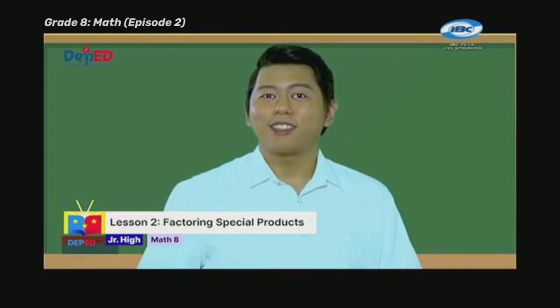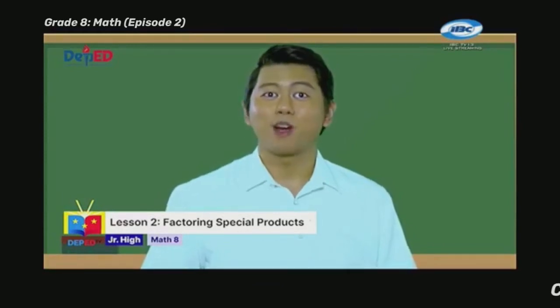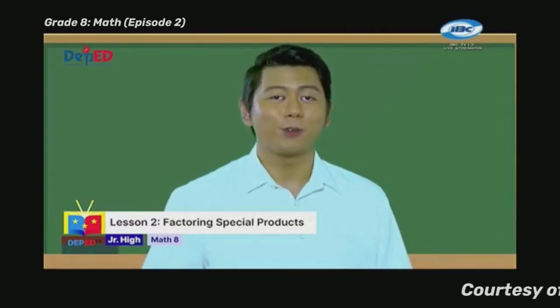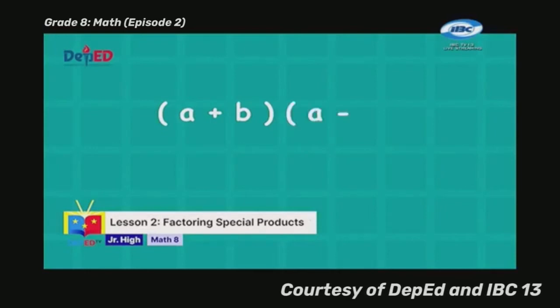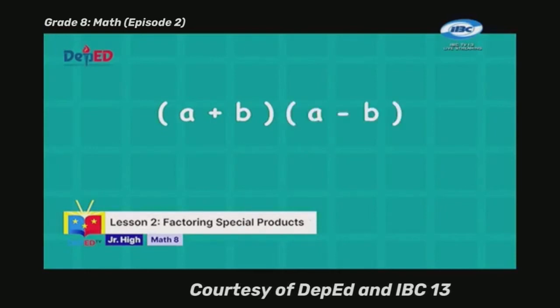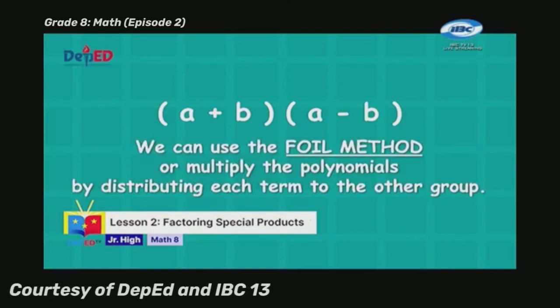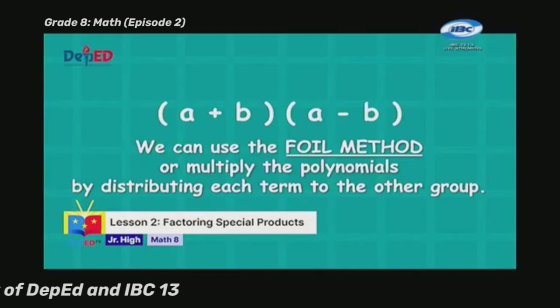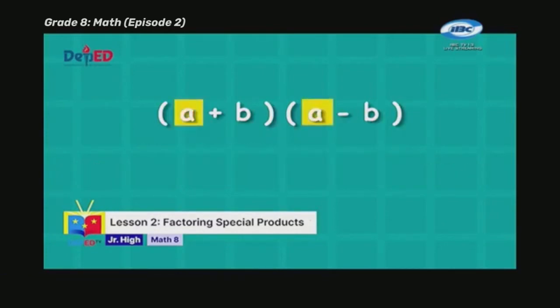Before proceeding with factoring, let us recall how to multiply polynomials. What is the product of the sum and difference of two terms? The quantity a plus b times the quantity a minus b. Remember that we can use the FOIL method to multiply our polynomials. We distribute each term to the other group. The first term will be the product of the first terms of each binomial, a times a, which is a squared.